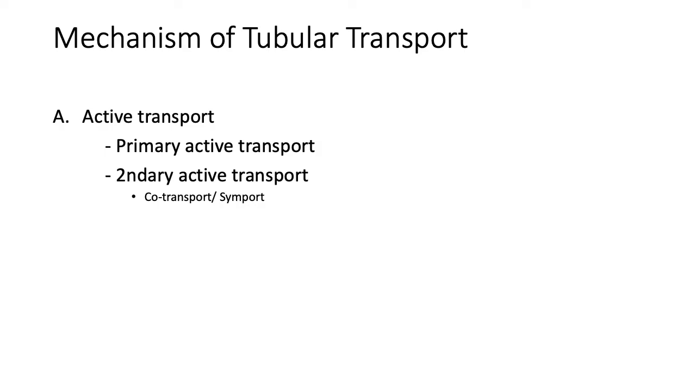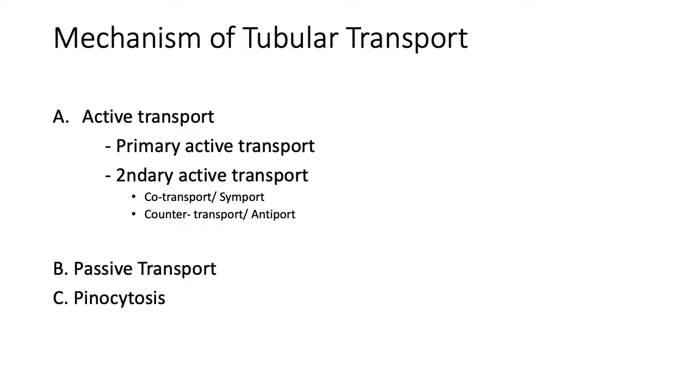The secondary active transport is mainly of two types. One is co-transport, or symport, meaning two solutes are moving in the same direction, or counter transport, or antiport, in the opposite direction. Two solutes are moving with the help of this chemical gradient in opposite directions. That's why it is called antiport. Then the other transport processes are passive transport, without requirement of any energy. Mainly two types: one is osmosis and another is diffusion, and another one is pinocytosis. We'll discuss what pinocytosis is.